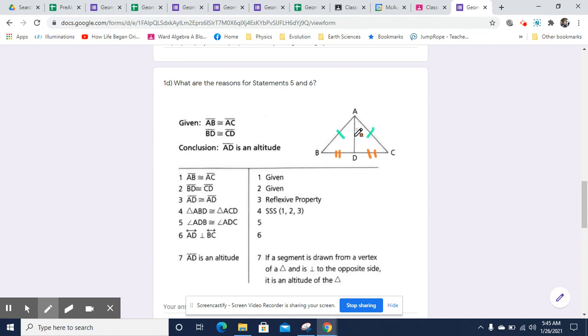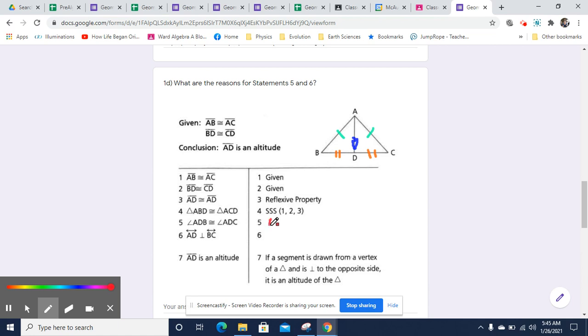We can then say AD is congruent to itself, and that's stated as well as a given. So that is congruent to itself. And so we can then prove that the two triangles on the side are congruent by side, side, side. Now it says ADB is congruent to ADC. Well, we've got CPCTC at that point. So I'll go ahead and write that in there.